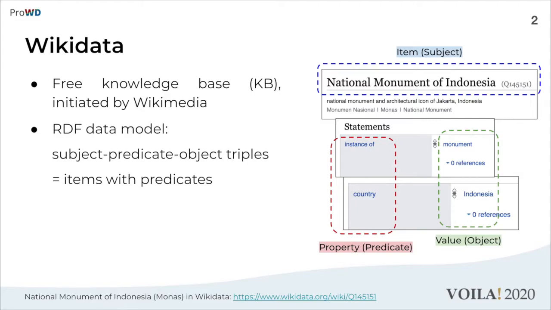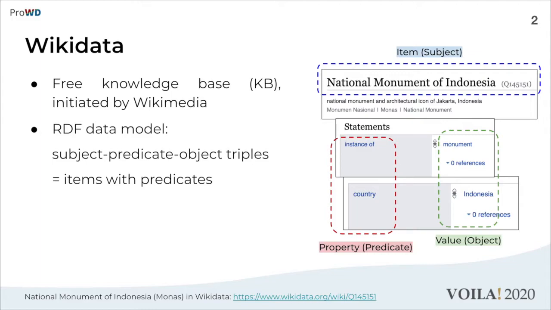First and foremost, I want to explain a little bit about Wikidata. Now, Wikidata is a free knowledge base initiated by the Wikimedia Foundation. Free being that anyone in the world can access it and also contribute. In storing information, it follows the RDF data model, which are basically subject, predicate, object triples, which in the context of Wikidata, are in the form of items with predicates.